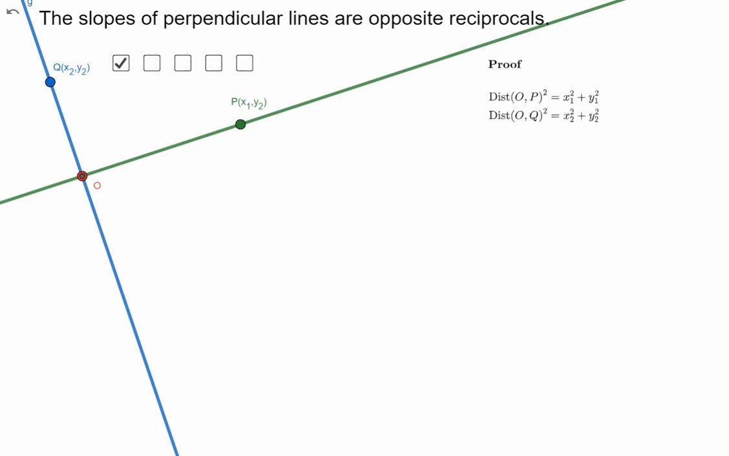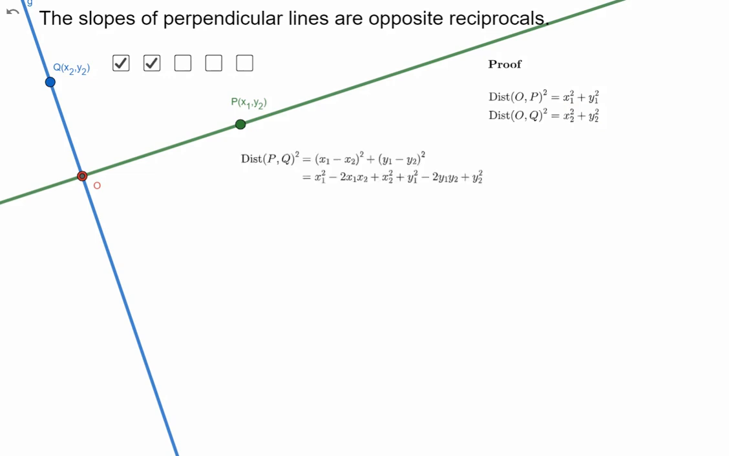Why? Well, because the distance between P and the origin is x1 minus 0 quantity squared, and then the plus y, sorry, this should be y1. So we have x1 minus 0 quantity squared, which is just x1 squared, and we have y1 minus 0 quantity squared, which is just y1 squared. And the same thing is true for the other point, q, the distance between the origin and q. So that's going to be our a squared and our b squared in the Pythagorean theorem.